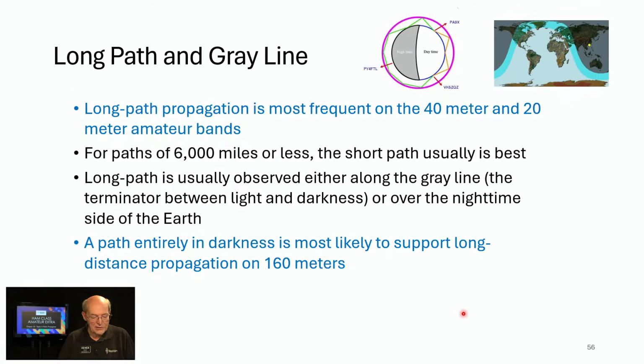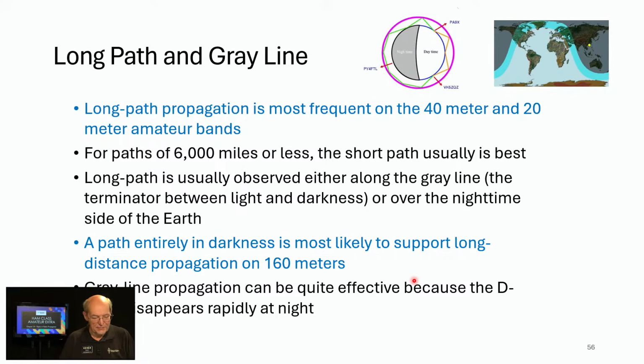So a path entirely in darkness is most likely to support long-distance propagation on 160. That's because the D layer has virtually evaporated on the dark side of the Earth. It's the D layer that absorbs those low frequency signals on the sun side of the Earth. Which is what this says. So a couple of things to pick up on here.